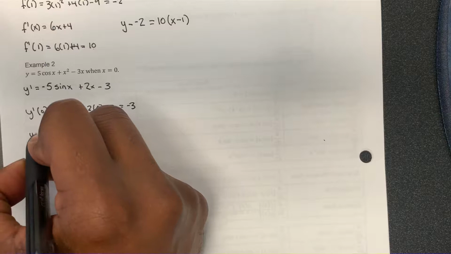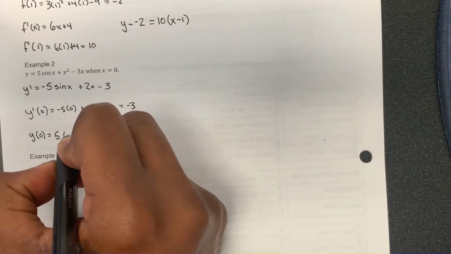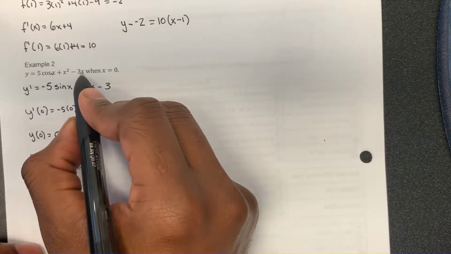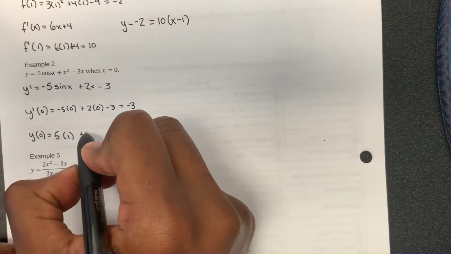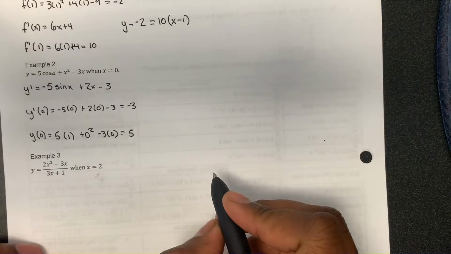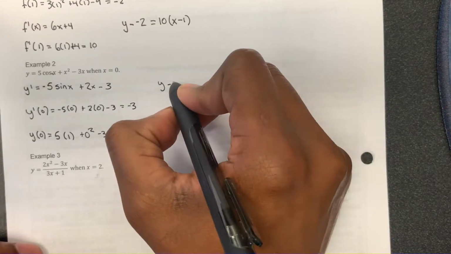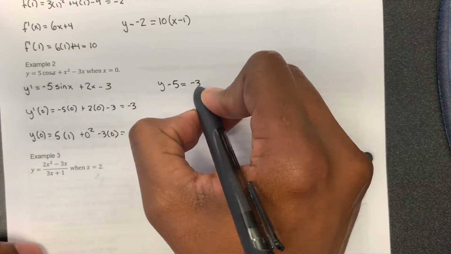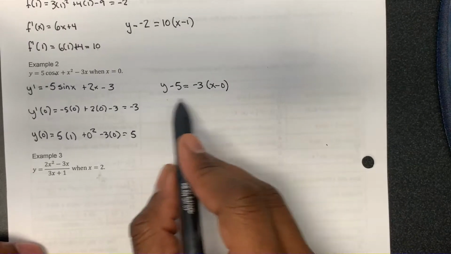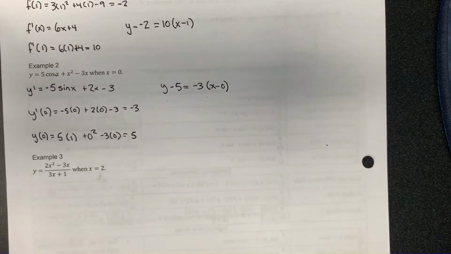The point on the line when x is 0 is 5 times 1 because the cosine of 0 is 1 plus 0 squared minus 0. So 5 plus 0 squared minus 3 times 0 is 5. In point slope form, we would have y minus 5 equals negative 3 times x minus 0. In point slope form, we can stop here. No need to just have y minus 5 equals negative 3x.